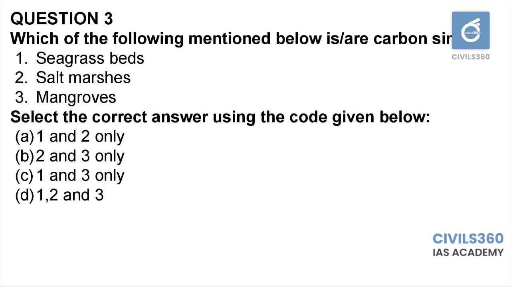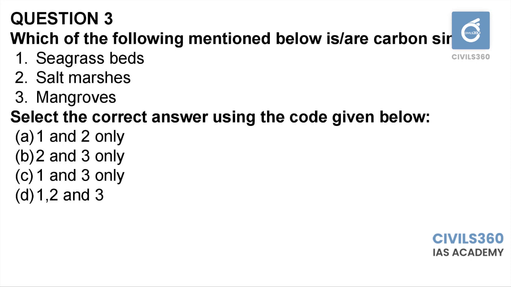Question number 3. Which of the following mentioned below are carbon sinks? So a carbon sink is a natural reservoir that can accommodate huge quantities of carbon and associated carbon molecules. Their significance is that they reduce the amount of carbon dioxide in the atmosphere and make air purer. So all the given options are examples of carbon sinks.